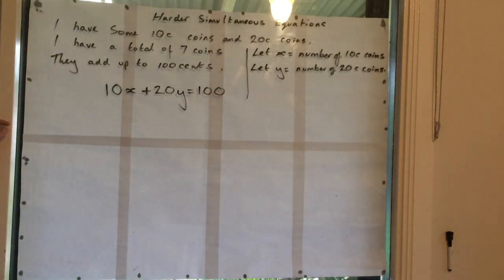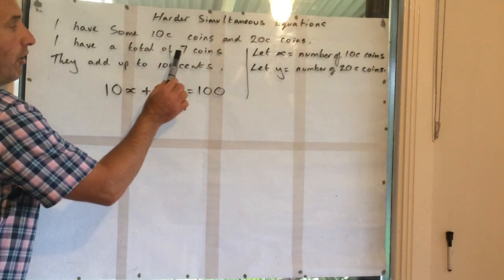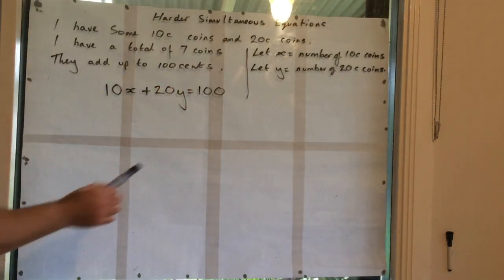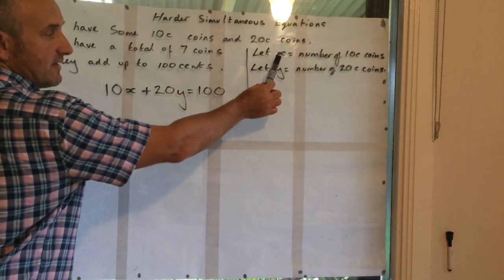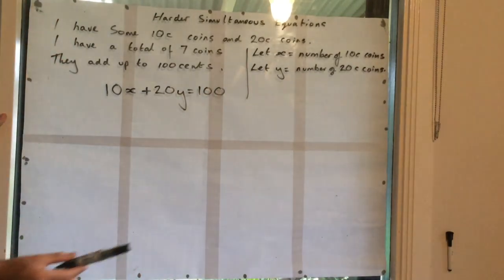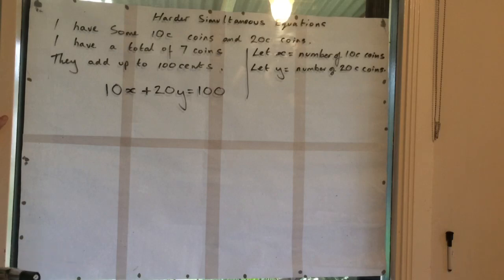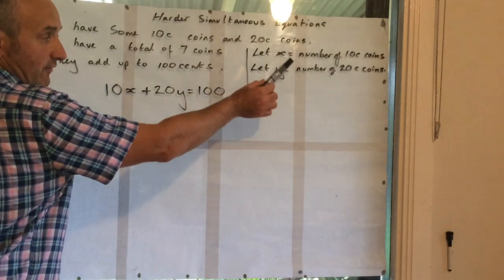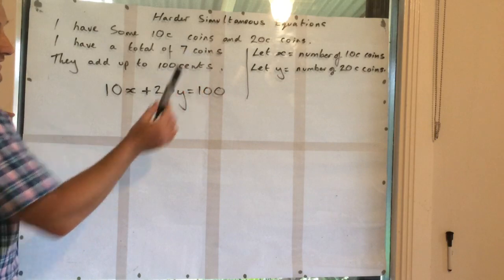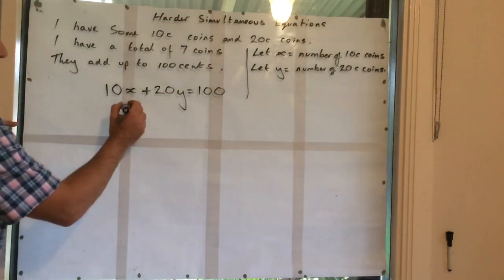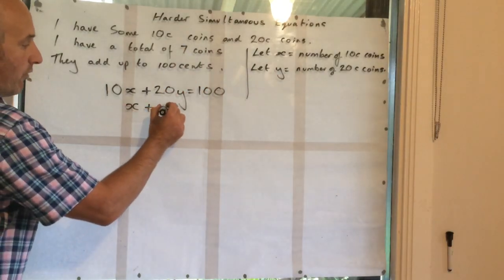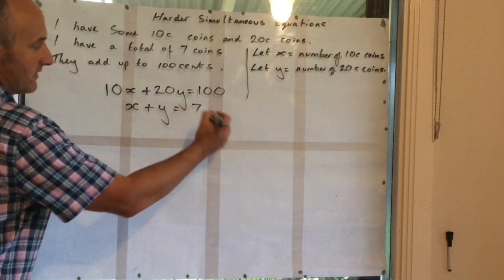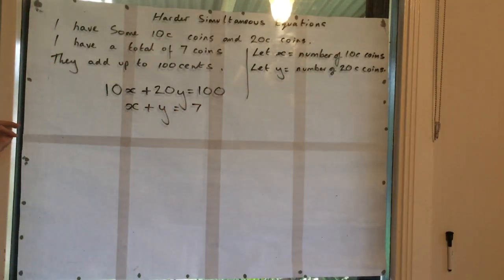Okay. Now, let's tackle this bit. I have a total of 7 coins. So x is the amount of 10-cent coins I've got, and y is the amount of 20-cent coins I've got. So what I know is the amount of 10-cent coins plus the amount of 20-cent coins is 7. So therefore I write x plus y equals 7. Okay, so now all I'm going to do is solve the simultaneous equation.